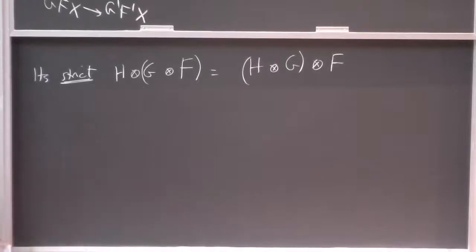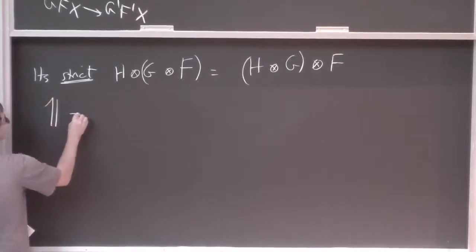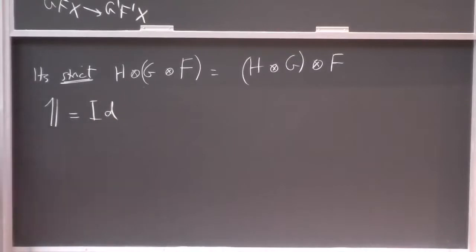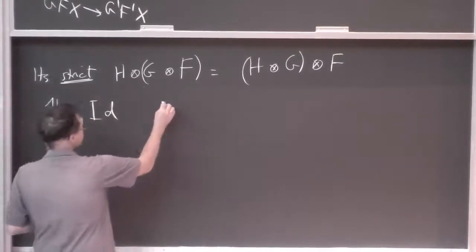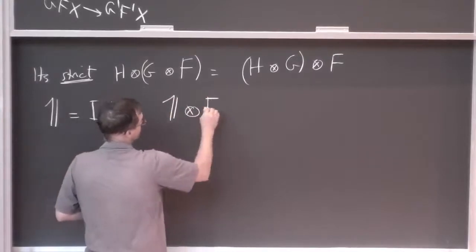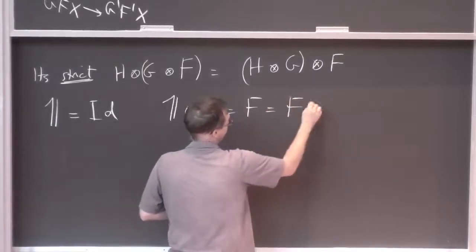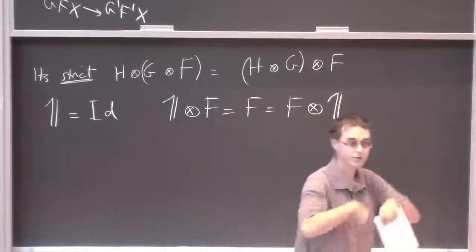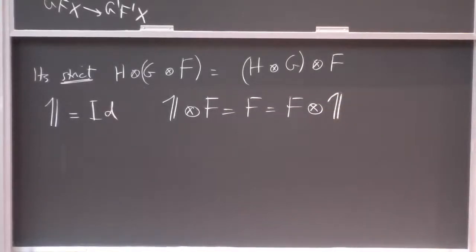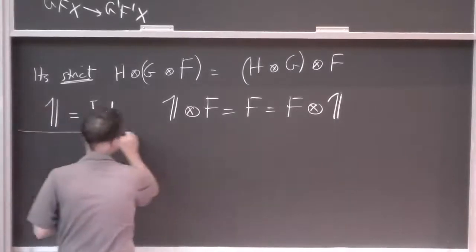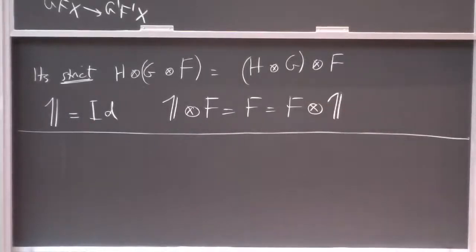I should say there's also a unit object in this category of endofunctors of C, and that's just the identity functor. The identity functor composed with any functor is simply equal to that functor. So again, those are just equalities there. That's all part of what strict means. So this category would be very important. This is where monoidal categories come from for me. They come from endofunctors and natural transformations of other categories.